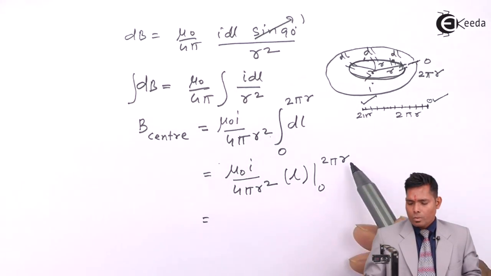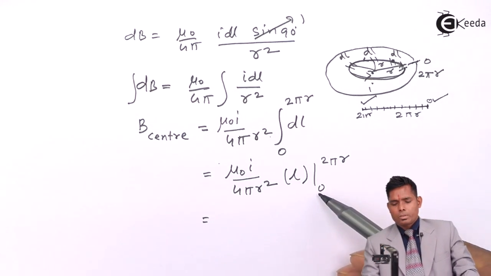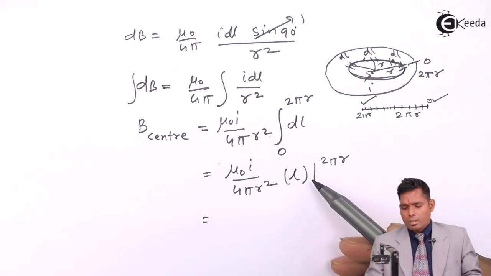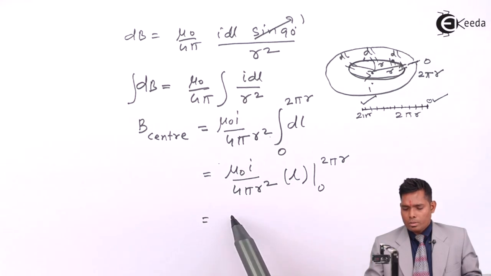Okay, now you know how to find the definite integration. This is the upper limit, this is the lower limit. Put the upper limit first, then put the lower limit second and subtract it. So 2 pi r minus 0, 2 pi r.